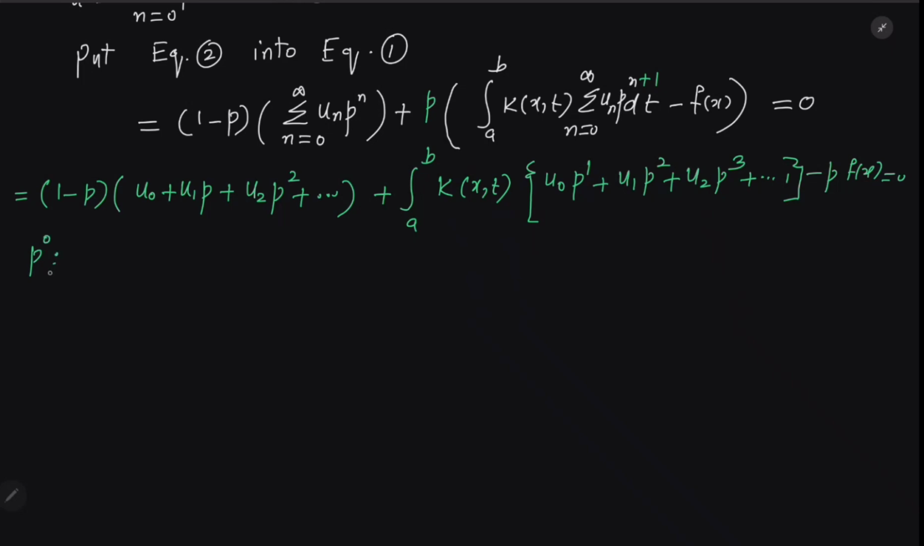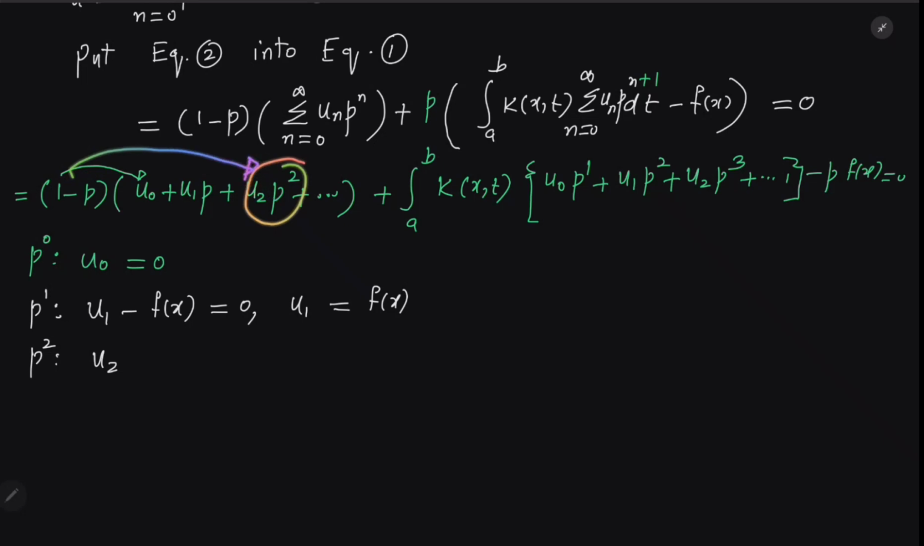P raised to power 0 will give us u naught. You can see that this is the coefficient of P0. So we have u naught equal to 0. For P1, we have u1 as the coefficient, and then the coefficient of P is minus f of x, equal to 0, and we have u1 equal to f of x. For P2, it will be u2, this term. When you multiply it, you get u2.